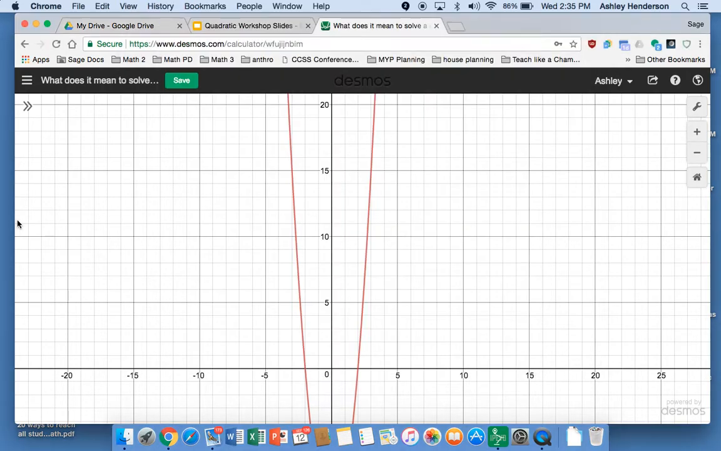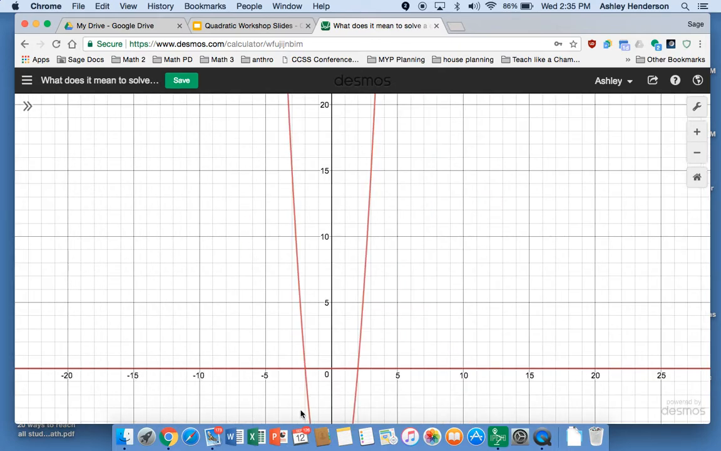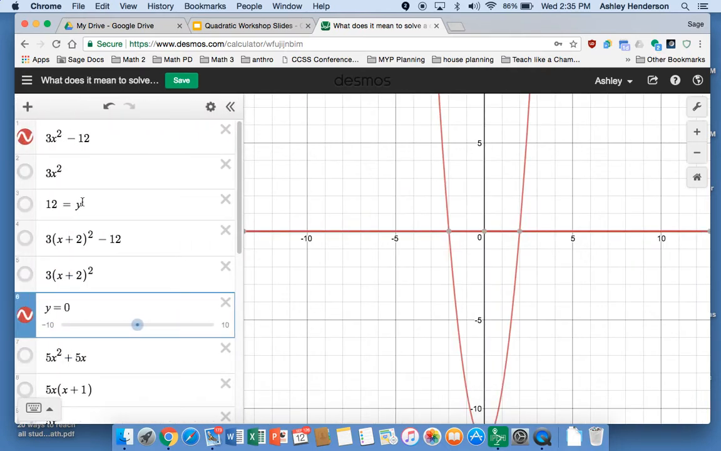If I have 3 numbers multiplied together, and the answer is 0, then either this is 0 or this is 0. Okay, so here is what that looks like. Here's that function we were looking at, and look, we get the same thing. If we plug in x is negative 2, we get out 0. If we plug in x is positive 2, we get out 0. Okay, that's one example.